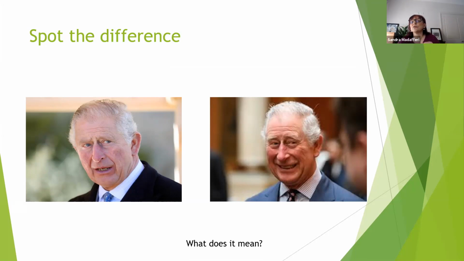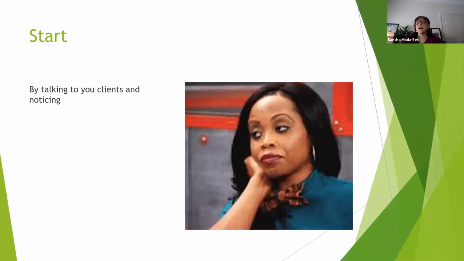Okay. What do we do between these pictures? First and foremost, we have to work out what it means when Prince Charles has that first look on his face in the first picture and then the second look on his face in the second picture, because unless you have asked questions and seen these expressions on his face before, you don't know what he's actually thinking. So let's have a look at this a little bit further. So how do you start with this? You start by talking to your clients and noticing the shifts in their faces while they're actually talking to you.